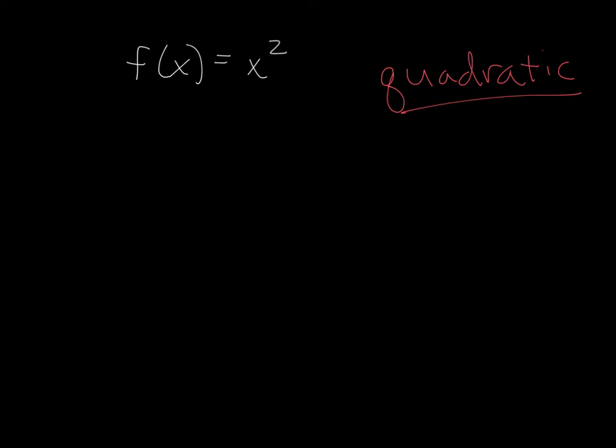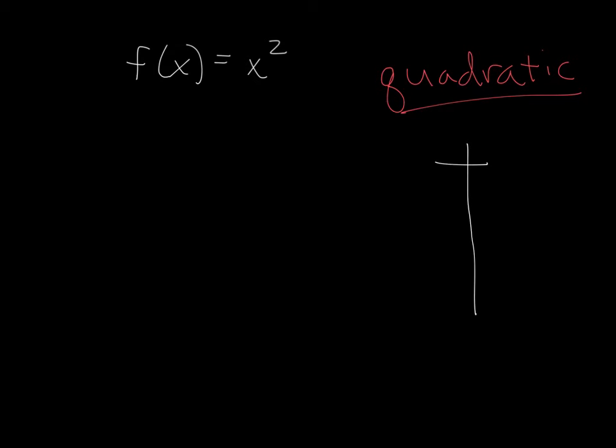There could be more numbers in here. We could put a number here. We could have plus 3x, minus 2, whatever. But if the highest power of the function is 2, then it's called quadratic, and it has a certain kind of shape to it, which we already talked about. Well, let's do it again. Let's do it from scratch.